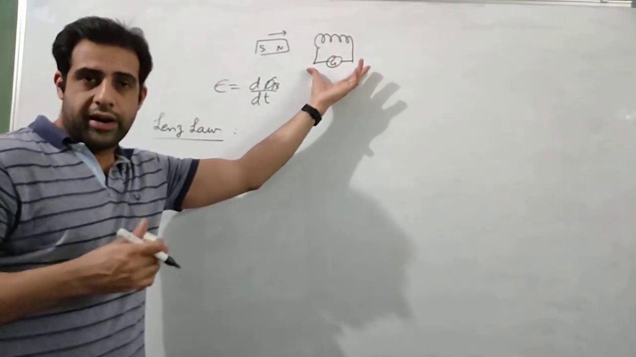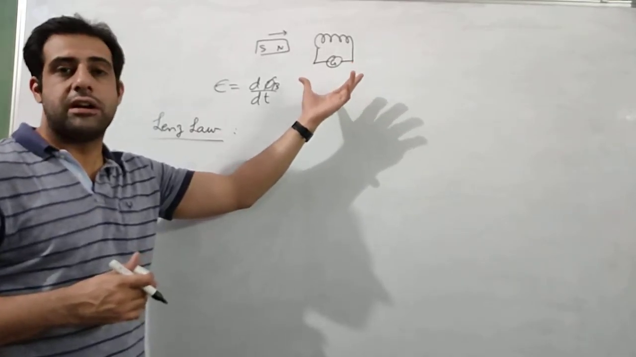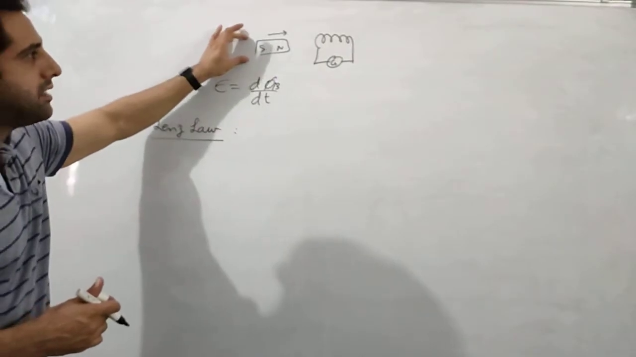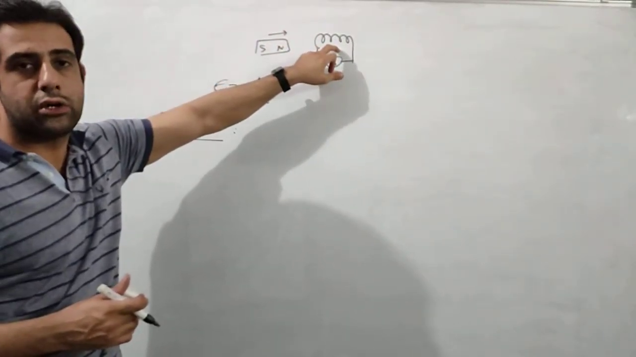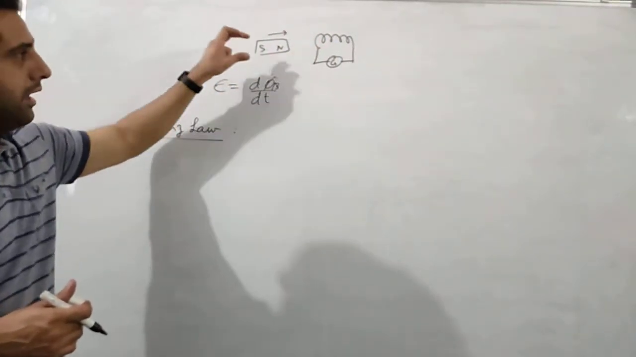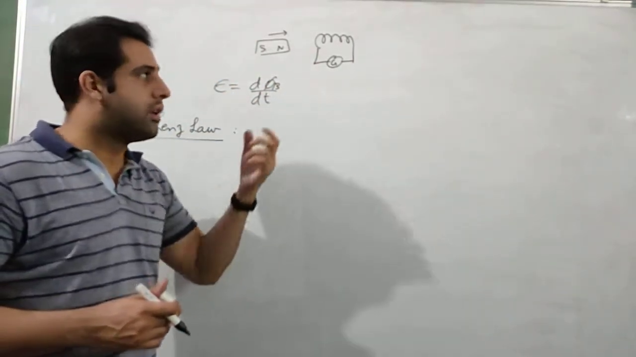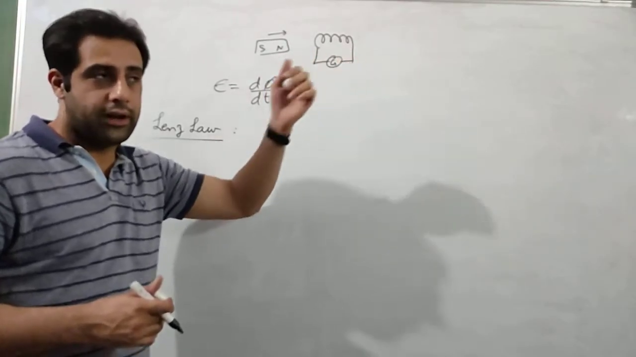The induced EMF will be generated in such a way that it will oppose the motion of the magnet. So if the magnet is coming closer, the induced current or EMF will push the magnet away. If the magnet is moving away, they will try to attract the magnet towards themselves. They will try to pull the magnet.